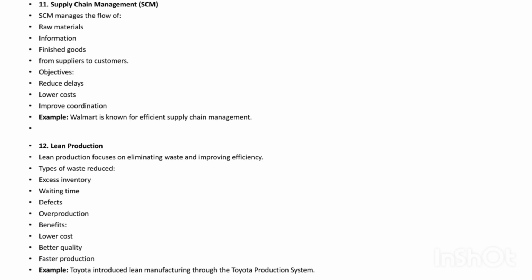The last one is lean production. Lean production focuses on eliminating waste and improving efficiency. The types of waste reduced are excess inventory, waiting time, defects, and overproduction. The main benefit is that it reduces costs and gives better quality and faster production. So this is basically doing more with fewer resources. This is the resource utilization objective in action.